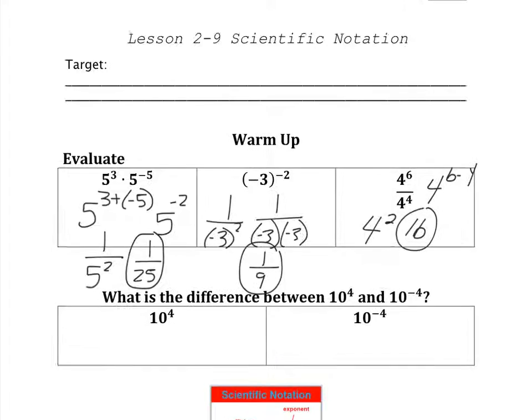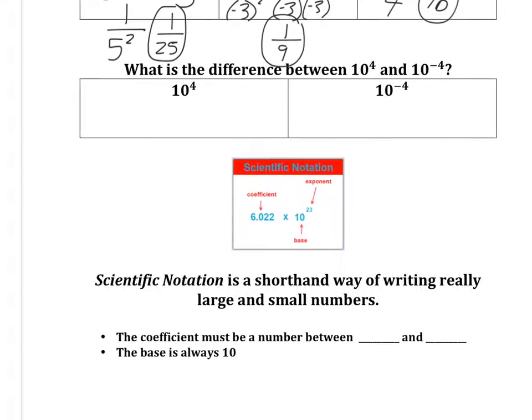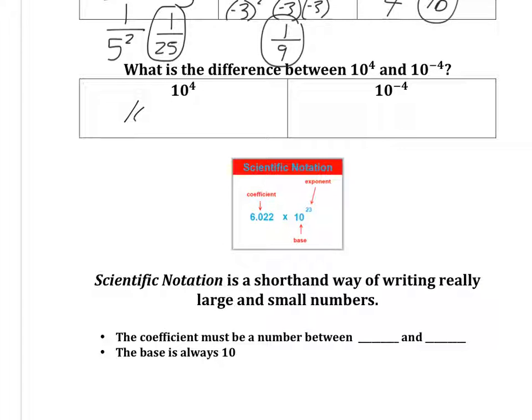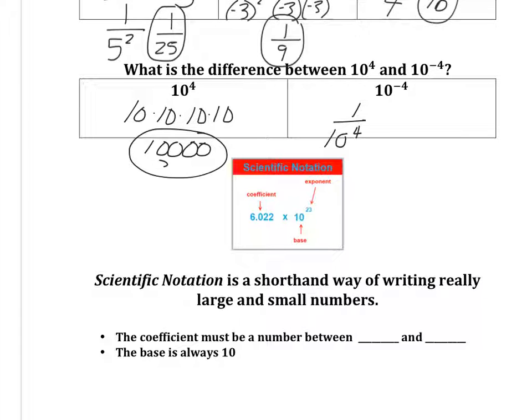So now that we're warmed up from yesterday, we're going to talk about the difference between positive and negative exponents with the number 10. The difference between 10 to the 4th and 10 to the negative 4th. 10 to the 4th is 4 10s multiplied together, which would be 1 with 4 zeros, or 10,000. And then 10 to the negative 4th, I write it as a fraction first, and it would be 1 over 10,000. So the difference is with the negative exponent, it's a very small number. With a positive exponent, it's a very large number.